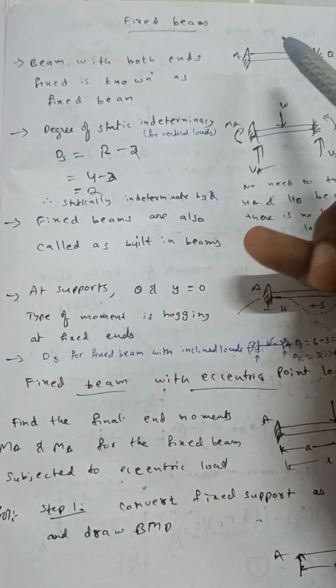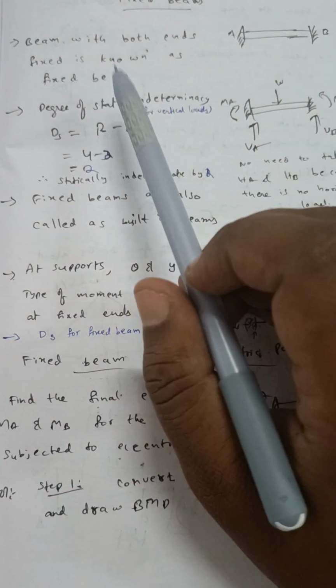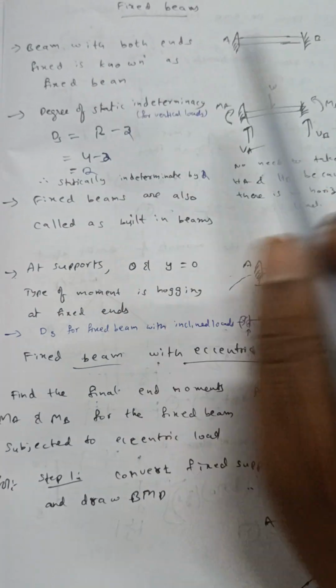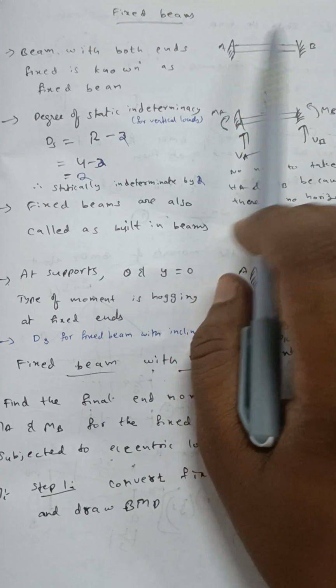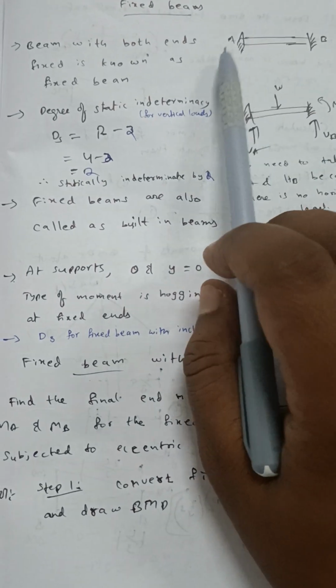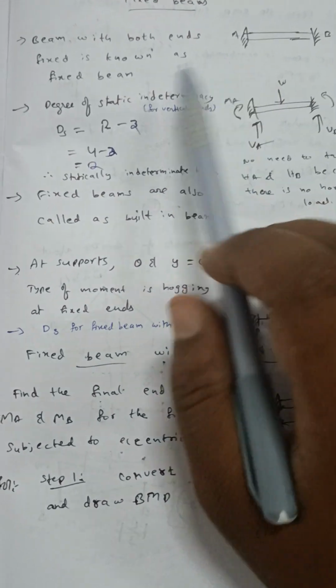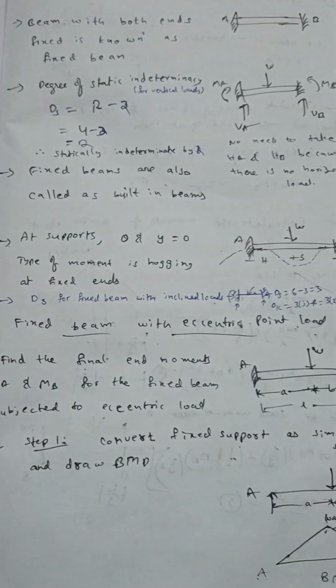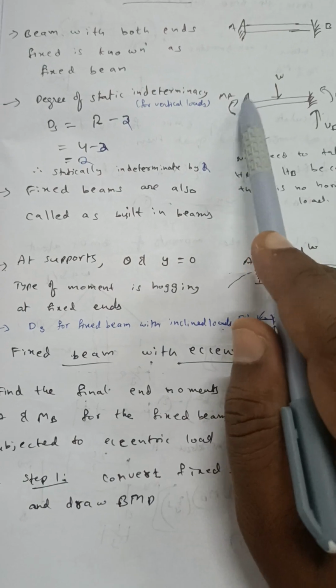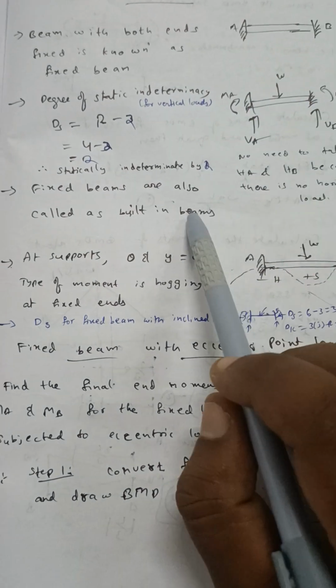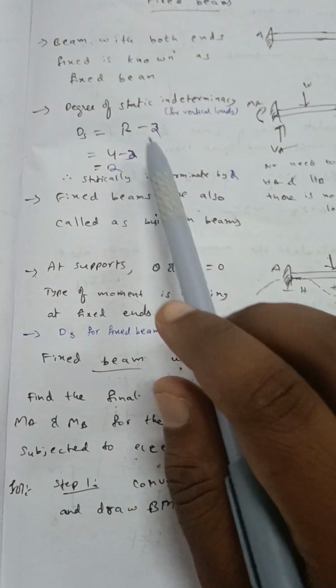In this session, we'll discuss fixed beams. So, what is a fixed beam? A fixed beam is a beam with both ends fixed. At A and B, it is fixed, so it is known as a fixed beam. Fixed beams are also called built-in beams, because they are built into the walls. Built-in beam is the other name for fixed beams.